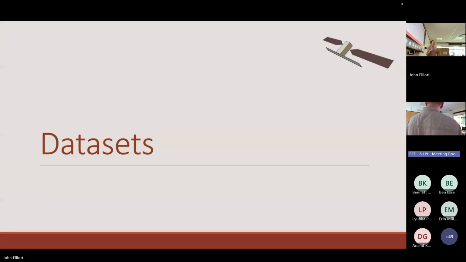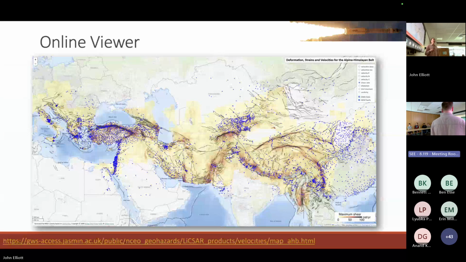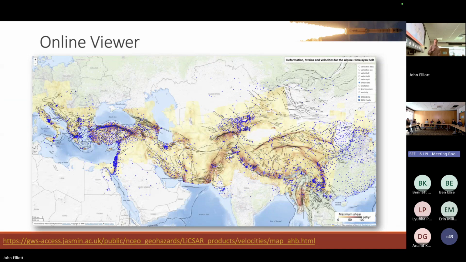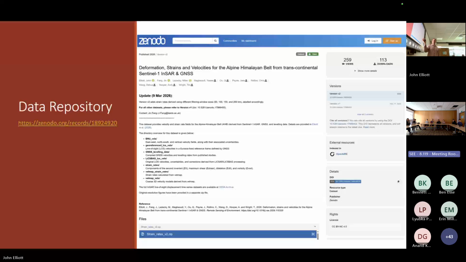So those data sets, those velocities, those strain rates are something that we've made openly available. So there's an online viewer to be able to see all that data overlaid with the GNSS and faults. We've also put, along with the paper, the Zenodo data repository with all those different outputs. So that's the 3 components of velocities, line of sight, reference velocities, the strain rates. They're all packaged up here, 1 kilometre resolution.